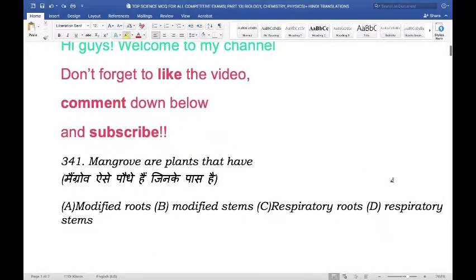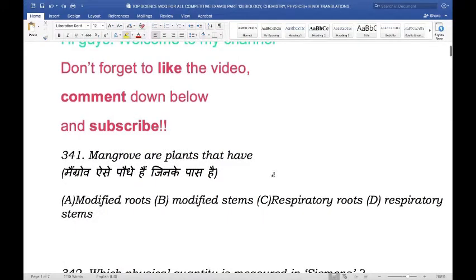Mangrove are plants that have. So what do mangrove plants have? Do they have modified roots, modified stems, respiratory roots, or respiratory stems? And the correct answer here is respiratory roots. Mangrove possesses breathing roots. These plants grow in marshy areas which have clayey soil. So in clayey soils, plants face deficiency of oxygen. Thus, to obtain oxygen, their roots grow upwards.